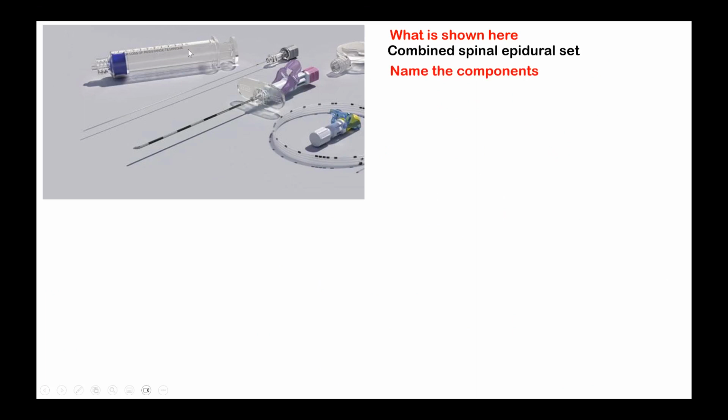What is this? Loss of resistance syringe. Very good. And what about this? Spinal needle. What size? This spinal needle is 27 gauge. Very good. What about this? Tuohy needle, graduated Tuohy needle.